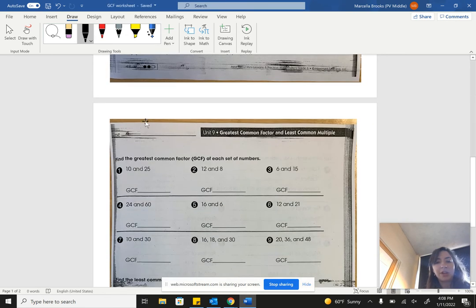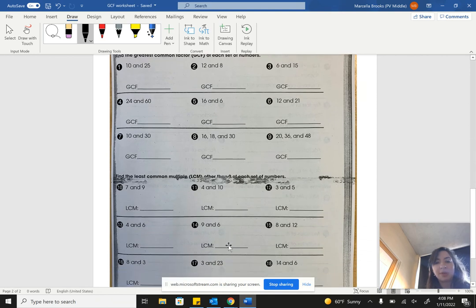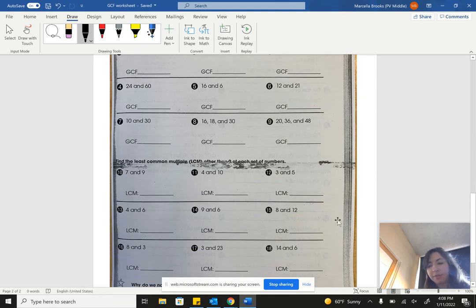If you look on the other side of the worksheet, it's the same. You're doing the same thing. There's just not any spaces for you to write your factors and your multiples.